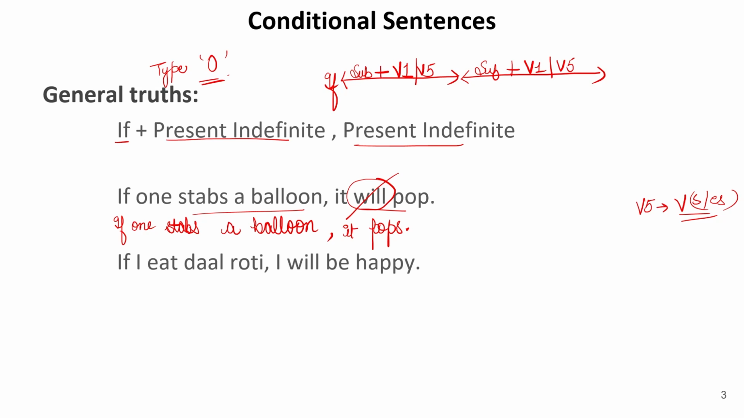Now, as I really like dal roti of home, the sentence is: if I eat dal roti, I am happy. Yes, because I know that I love dal roti. Everyone likes home food. So in this case, this is a general fact. Therefore, it should be written in present indefinite tense only.